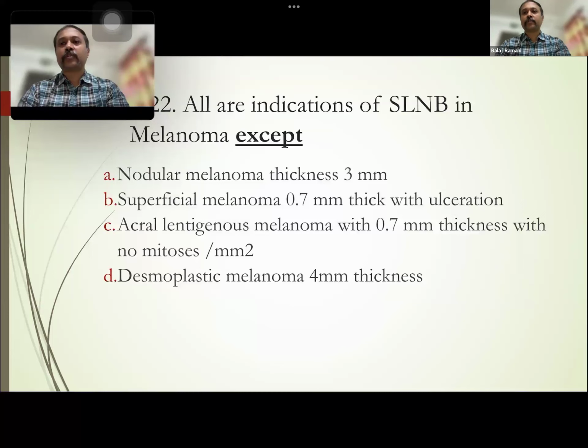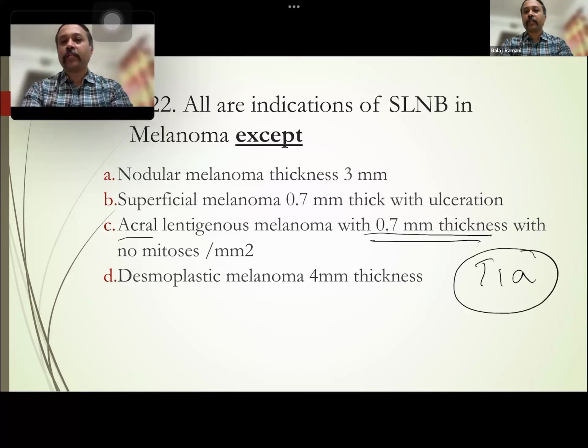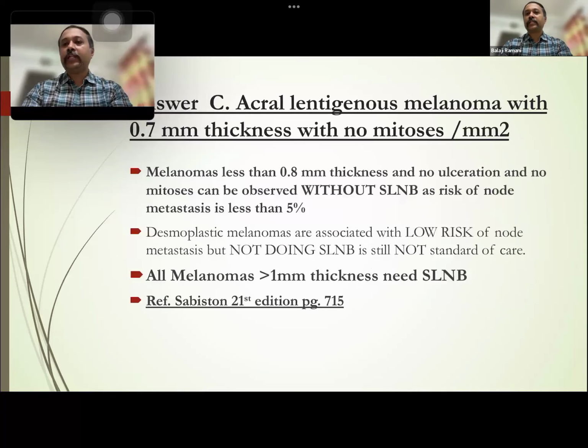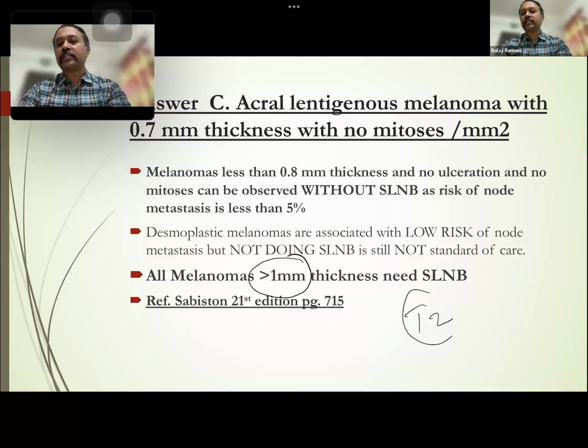All are indications except one. Which is the only one where SLNB is not indicated? The answer is only one: a melanoma with thickness T1A, in other words a T1A lesion, is the only one where you do not have an indication. This is an acral melanoma, 0.7 millimeter in thickness, no mitosis. The indications for doing an SLNB include greater than 1 millimeter thickness always. So T2 and above always needs an SLNB.